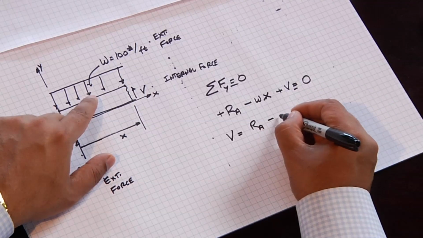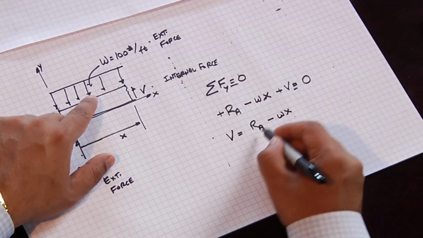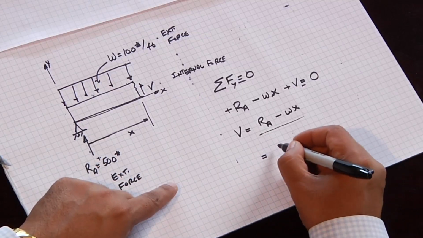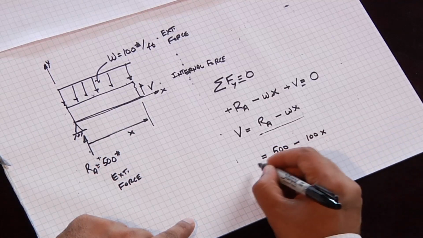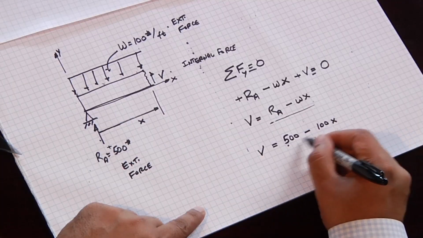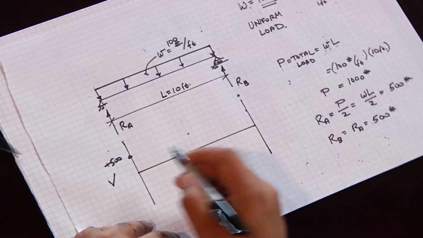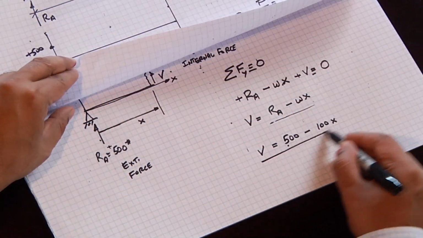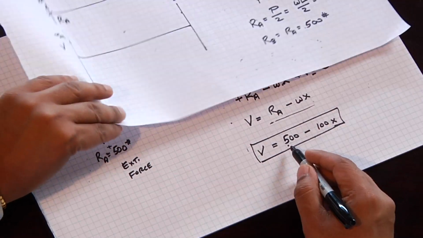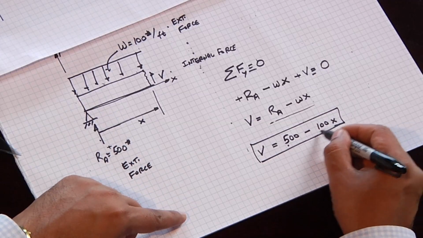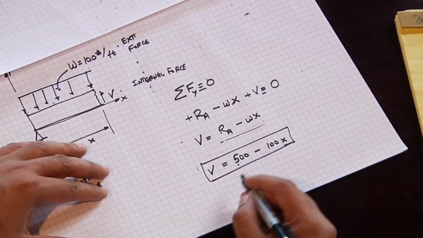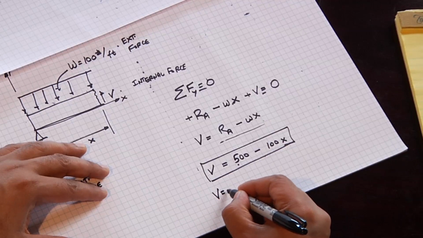I'll keep this positive, RA minus WX, because whether it's plus or minus will come out from these numbers. So what is RA? RA is 500 minus 100 times X equals V. As long as this is positive, the shear diagram will remain positive. But what does this equation tell us? It tells us that this is a linear diagram because this is the equation for a straight line. And so at some point the shear will equal 0.